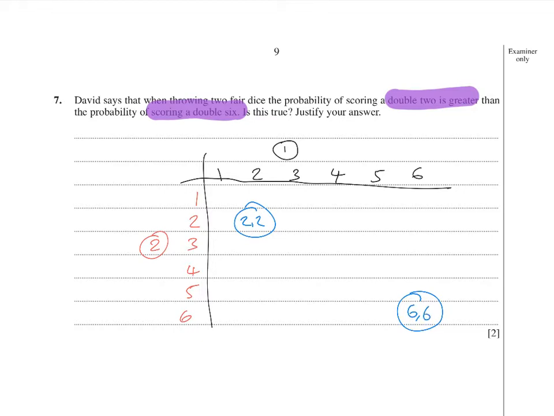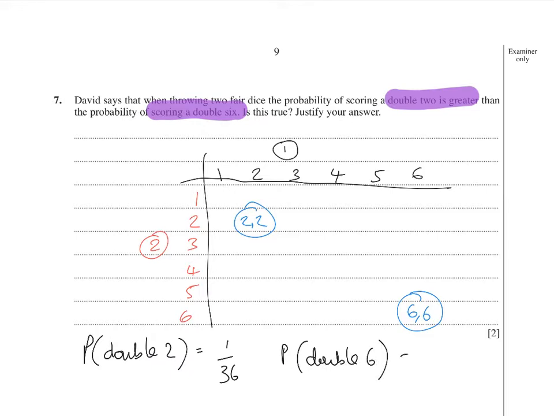As you can see, there's only one way that I can make a double 2, and there's only one way I can make a double 6. Because there are 6 outcomes here and 6 outcomes here, the chances of me scoring a double 2, I'd say P(double 2) equals 1 out of 36. And the probability that I get a double 6 is also 1 out of 36, because there's only one way that I've got double 6. So David is wrong.